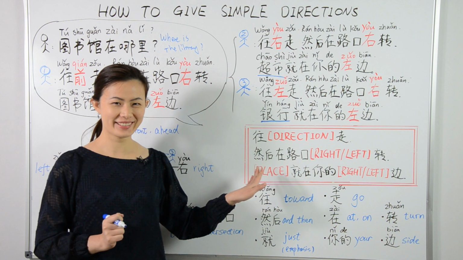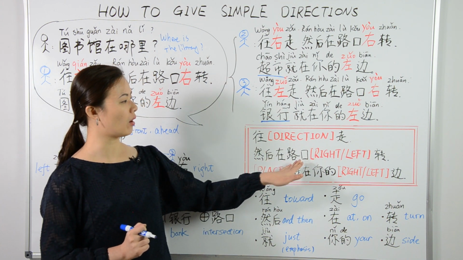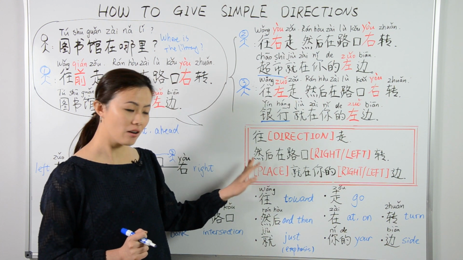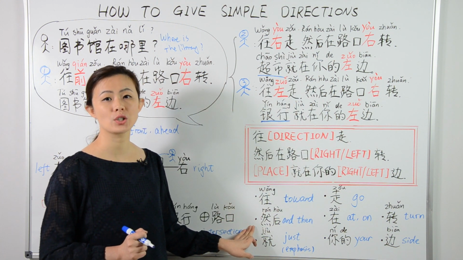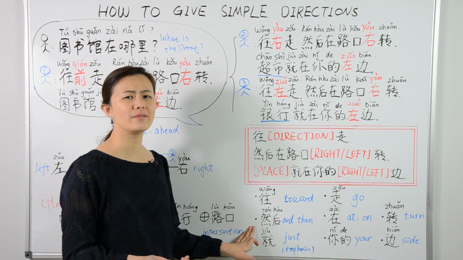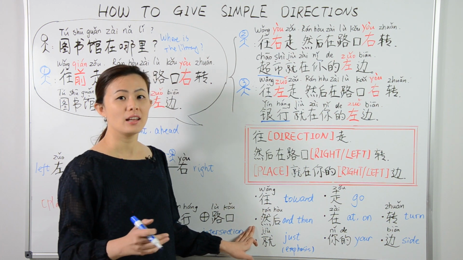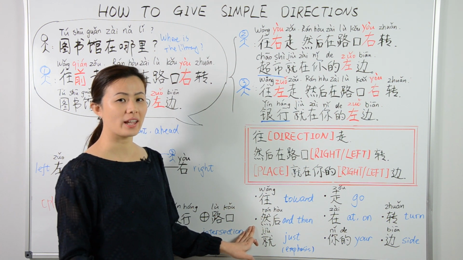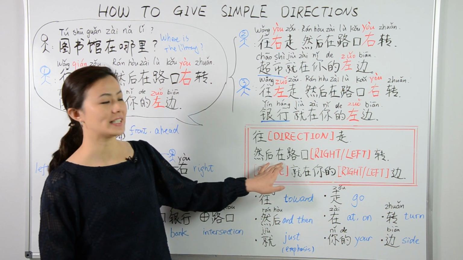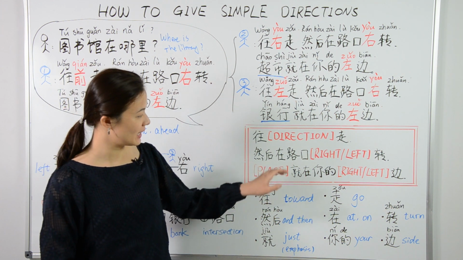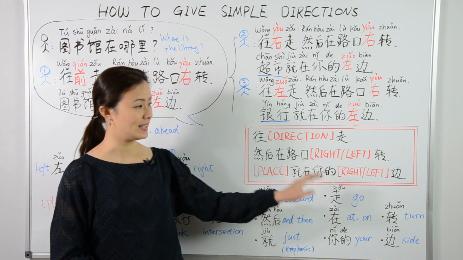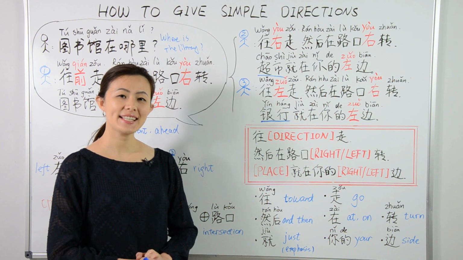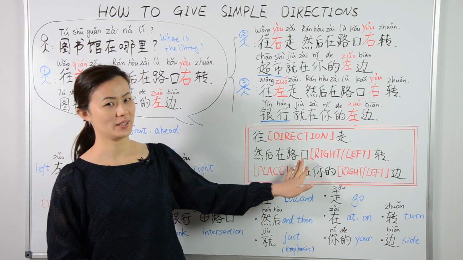Our second part is 然后在路口 right or left 转. 然后, first word, is a conjunction word meaning and then. This is very useful. You'll hear it a lot either in everyday conversations or formal language. 然后, and then. Next word is 在. 在 in this case means at, as in 在路口, at the intersection. 在. We know 路口 is intersection.